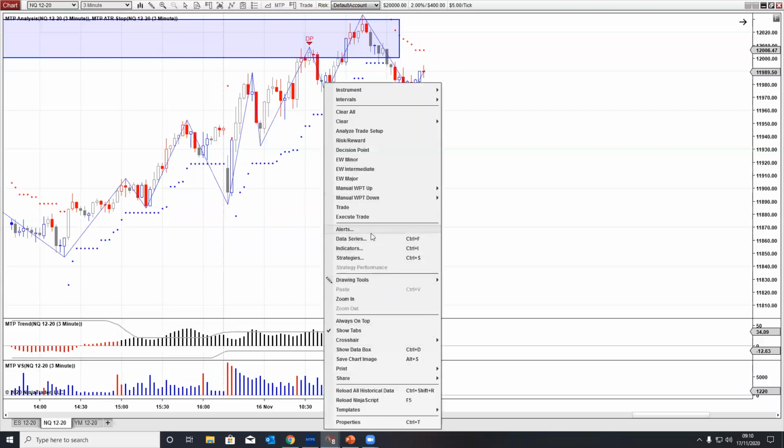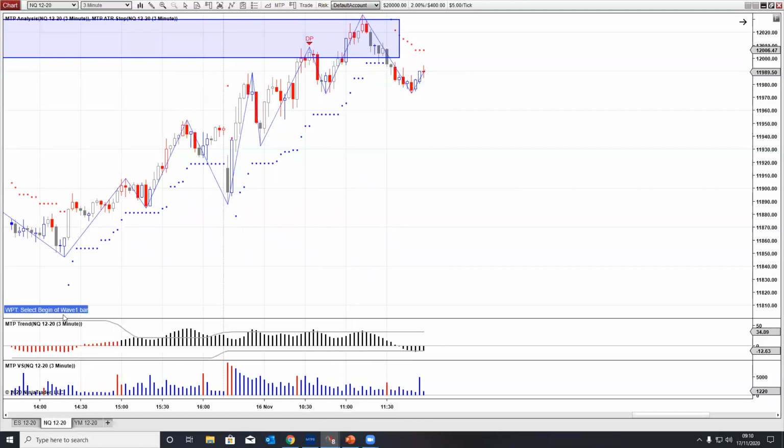You can do manual WPT. This will be a WPT up. So you're looking for a wave 2 or B retracement area. See, there's 2 clicks on the chart. It says select the beginning of the wave 1, which would obviously be the high.